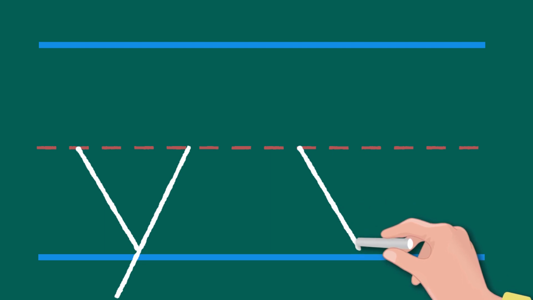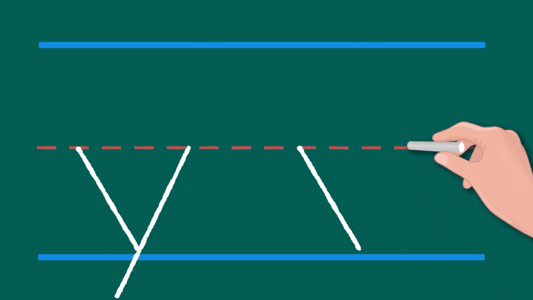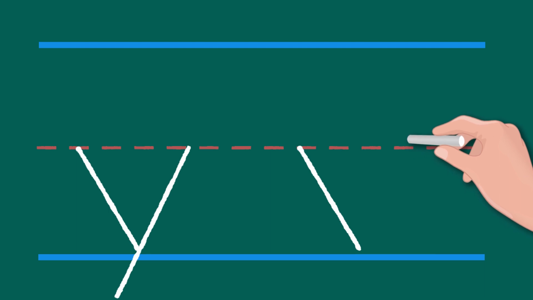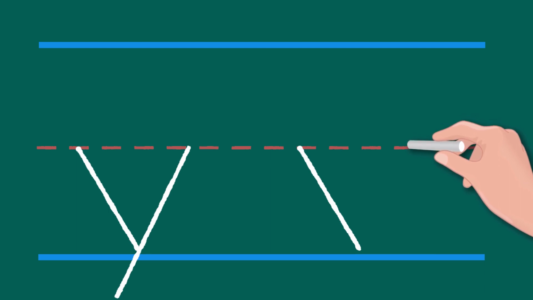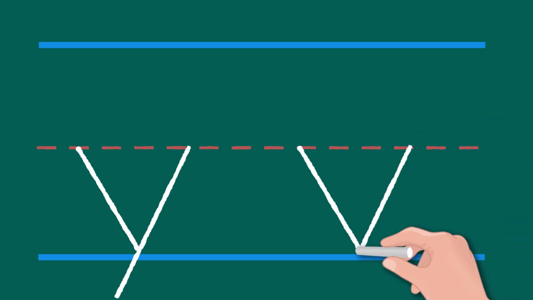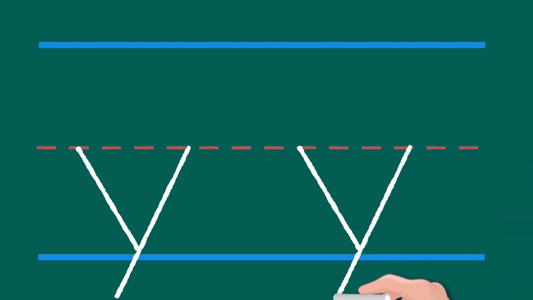Then, go back to the middle line and make a diagonal line the other way. This time, make it twice as long as the first one. Let's try that again.